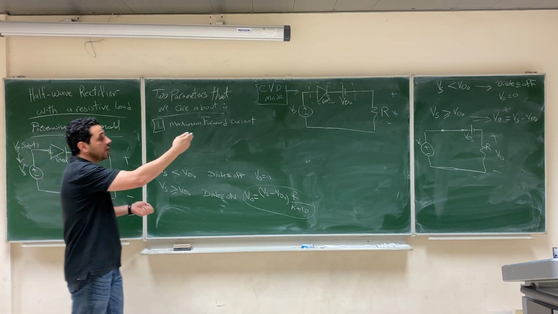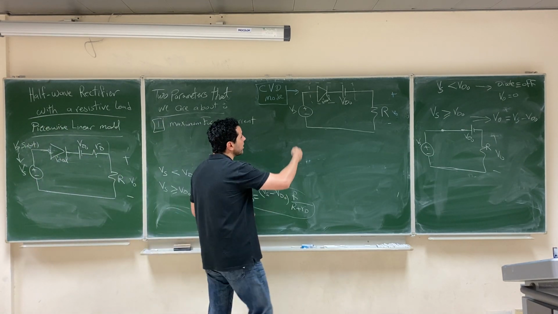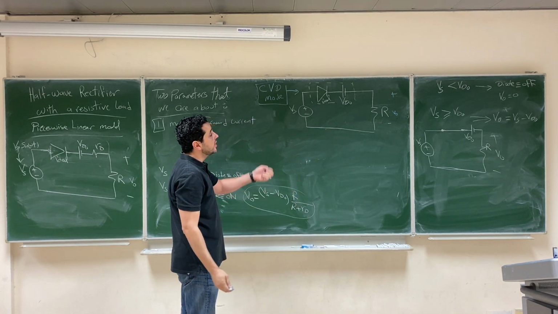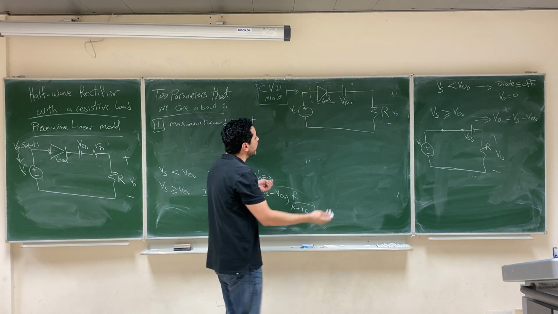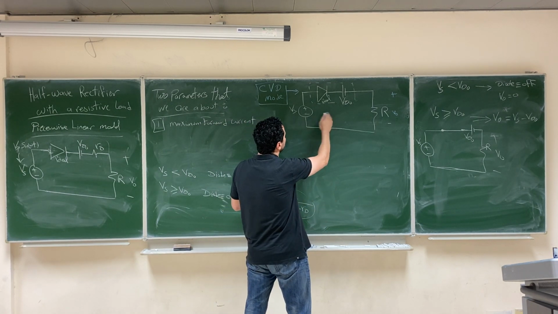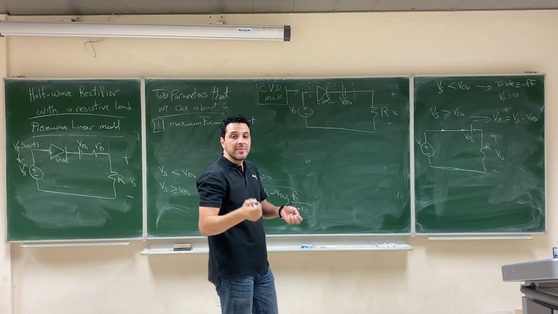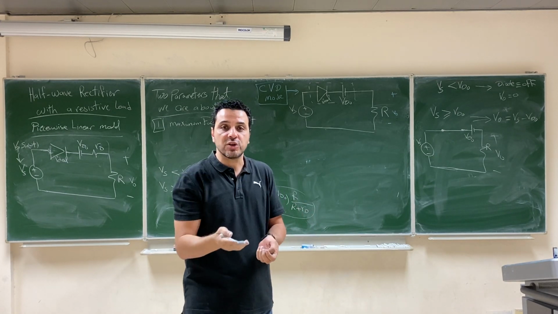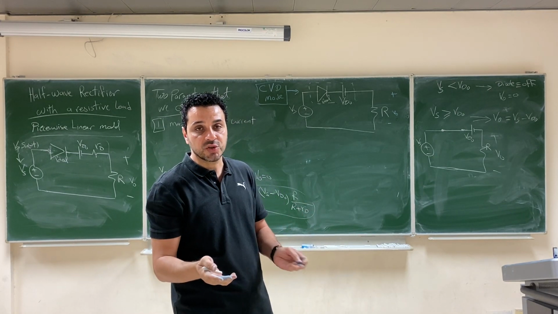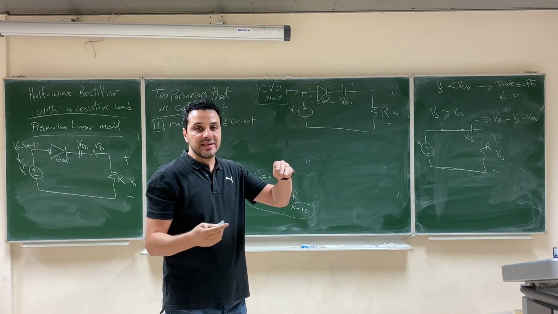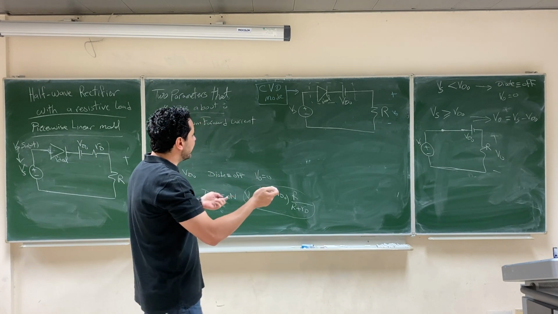For example, if we use here the constant voltage drop model, you can calculate the maximum forward current in our circuit to be, in the constant voltage drop model, Vs minus VD0 over R. When we say maximum forward current, then you assume that the diode is on, otherwise there is no forward current. So when we talk about forward current, this means that the diode is on by default.